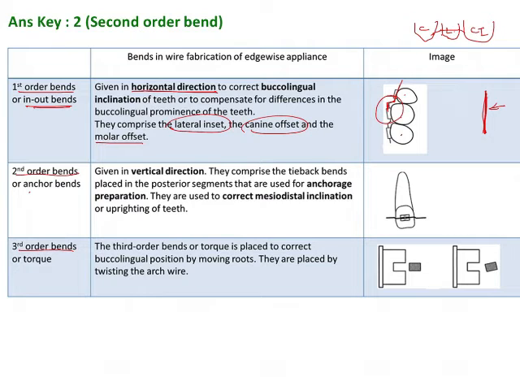Now there's something known as second order bends, which are also known as anchor bends, tip back bends, and artistic bends. These bends are given in the vertical direction and they bring about mesiodistal inclination correction, or uprighting, of the teeth. They're known as artistic bends because at the end of treatment, when alignment is complete, certain teeth might be inclined in an unfavorable position. To correct their inclination, we give these bends to upright these teeth. That's why they're known as artistic bends or finishing bends.